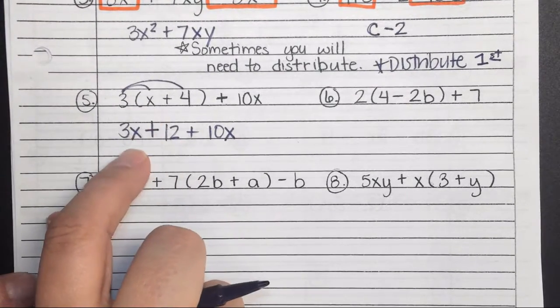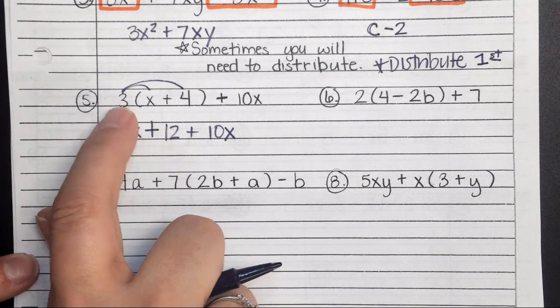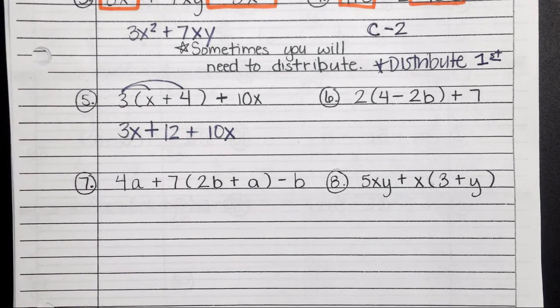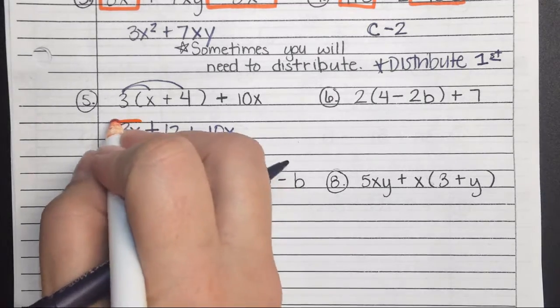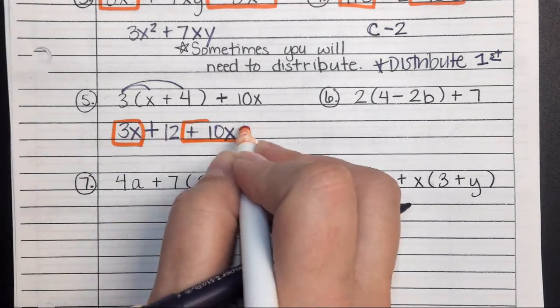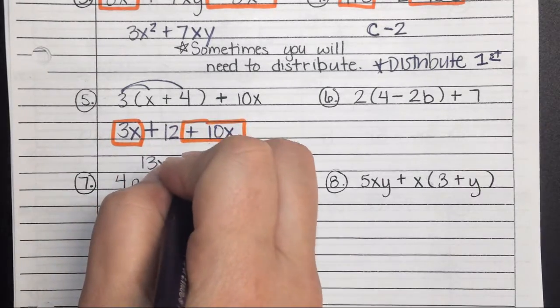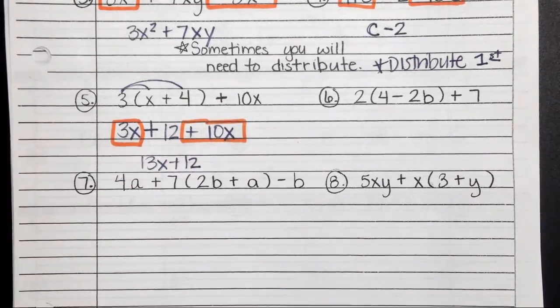3 times x is 3x. Bring my plus sign down. 3 times 4 is 12. Okay? What matches on this one? 3x plus 10x, which would give me 13x plus 12.